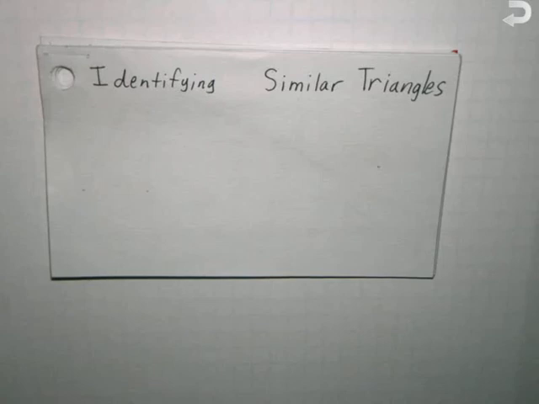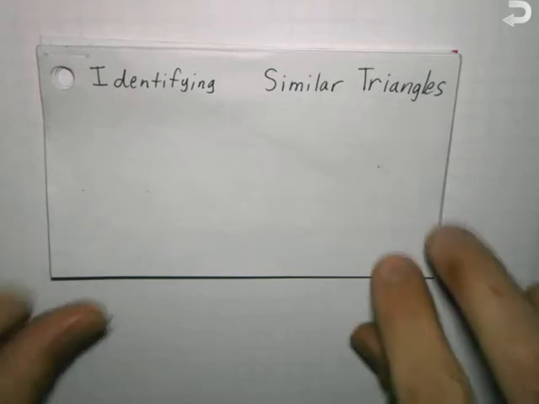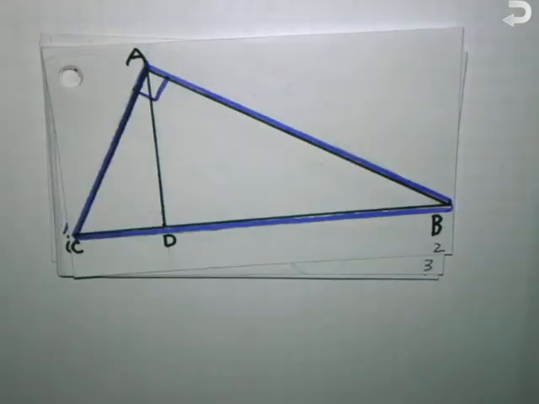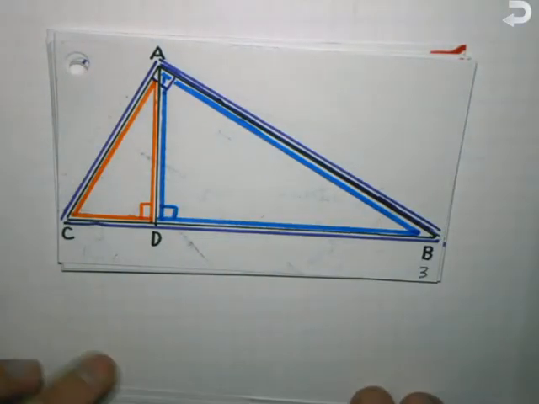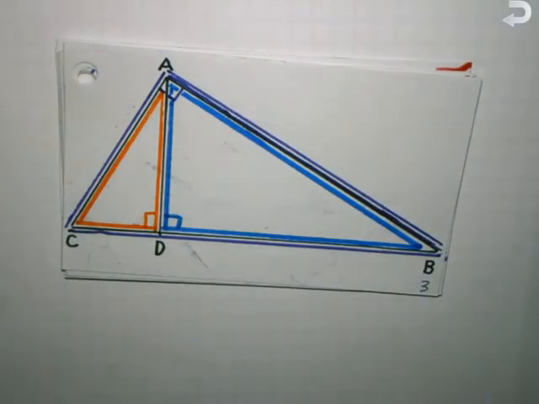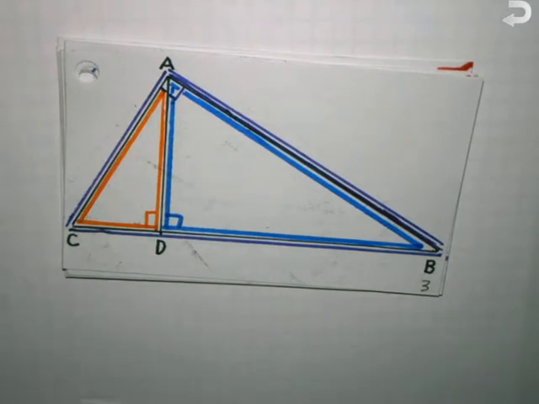This lesson is over identifying similar triangles. The first thing that we're going to do is highlight our outside triangle, our big triangle. Next, we are going to highlight or draw in our small triangles. So draw in the orange and blue triangles.